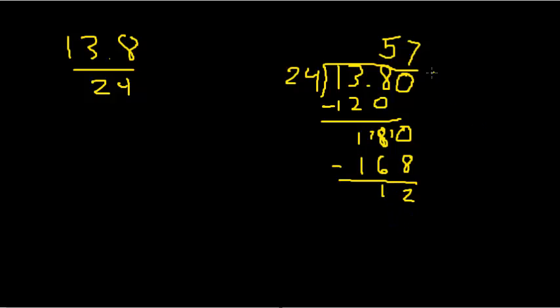Again, I don't want to end with the remainder, so I'm going to add another 0. So I bring that 0 down. 24 goes into 120 5 times. 5 times 24 is 120. So I have no remainder left, so I don't need to bring anything else down.